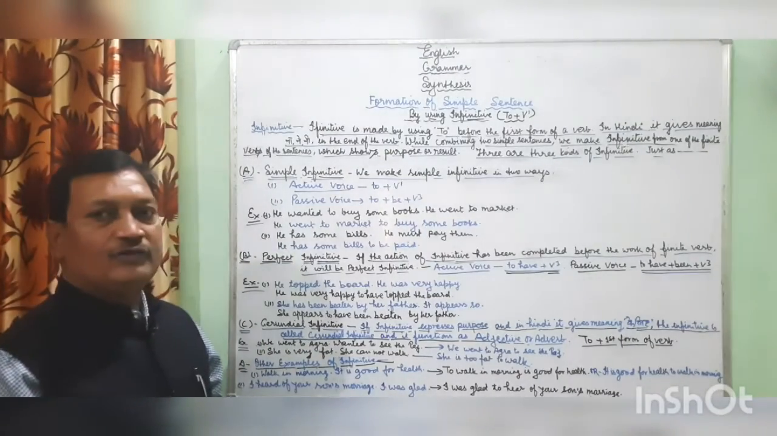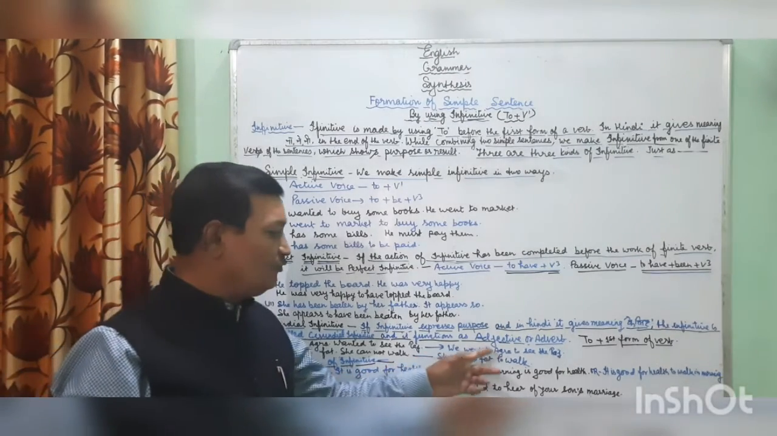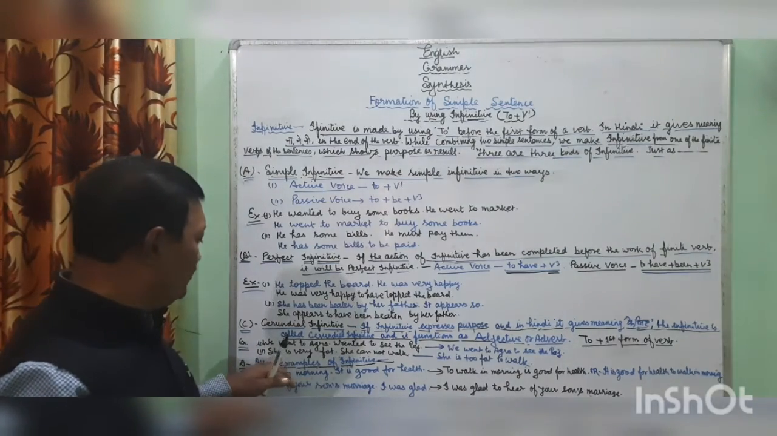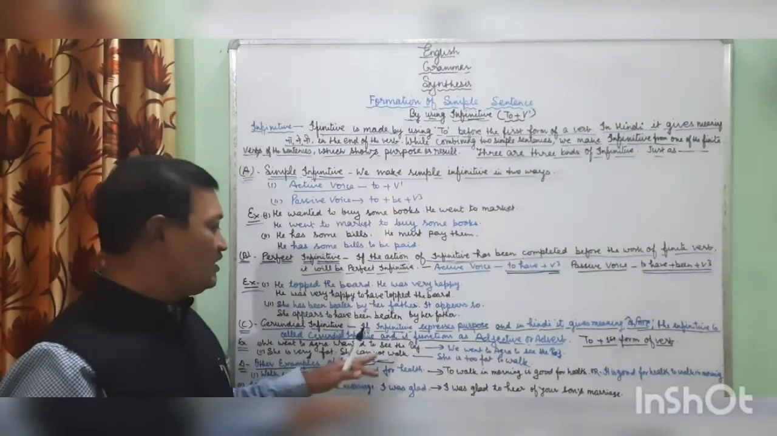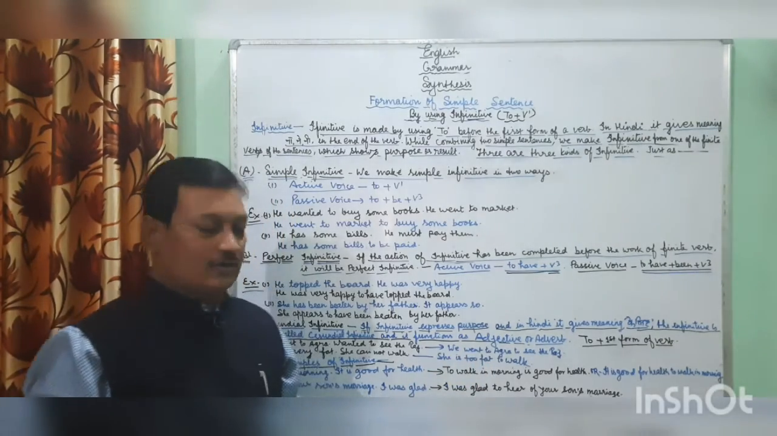Let's see examples. We went to Agra. We wanted to see the Taj. Let's combine. We went to Agra to see the Taj. Let's see second example. She is very fat. She cannot walk. She is too fat to walk.